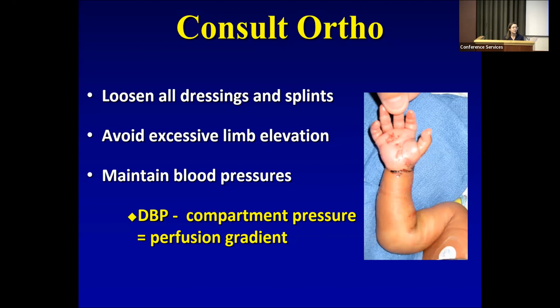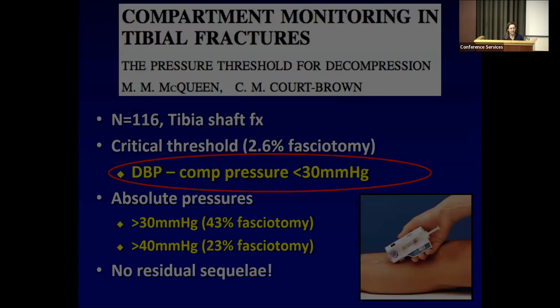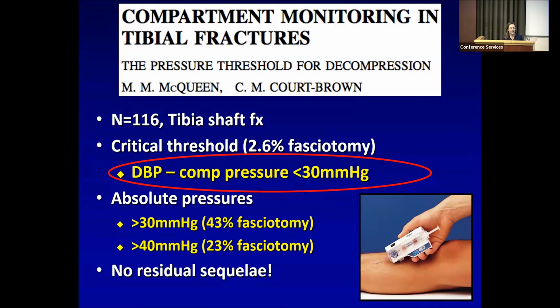If possible, you can loosen Ace bandages, dressings, splints, and then maintain the blood pressure, because there's a perfusion gradient, right? If the blood pressure is low to begin with and the pressure in the compartment is rising, then that blood pressure is not enough to combat that increasing pressure in the compartment. So if a child is hypoperfused or really has a low blood pressure, then do something, fluid or whatever the doctor is ordering, to get the blood pressure back up.